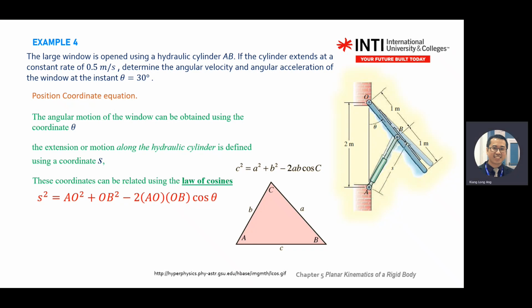Okay. Don't make yourself feel that complicated. You just use back the cosine rules. Draw this triangle every time you see a chapter 5 question. Draw this one. Write this one. Then try to rotate this triangle to the question.